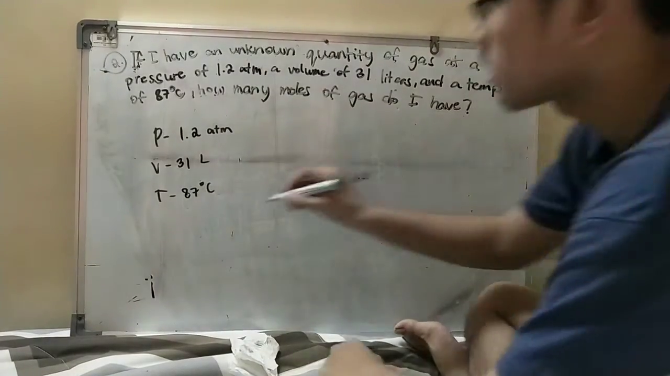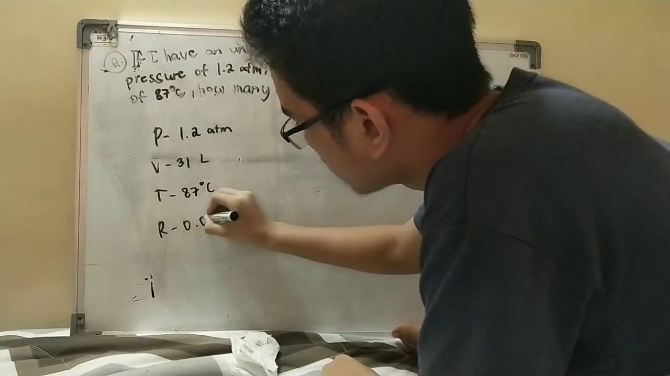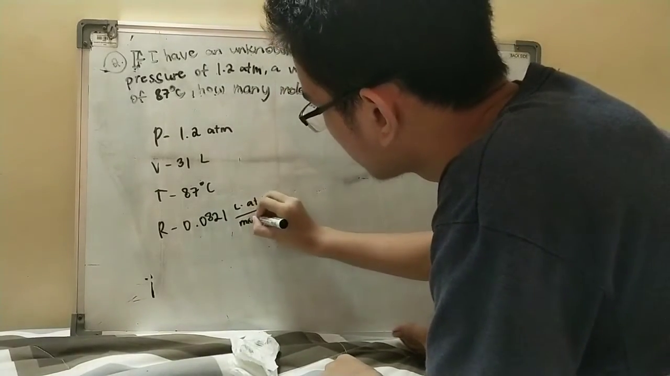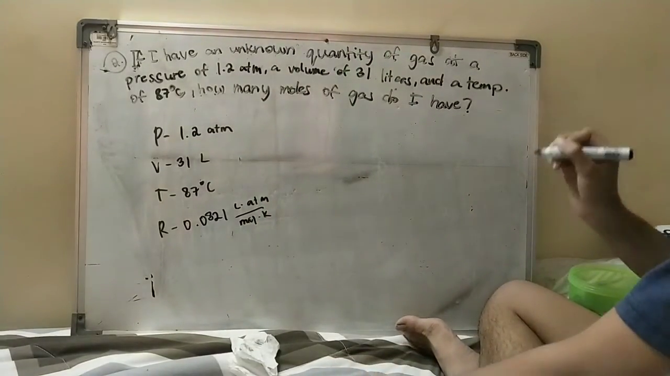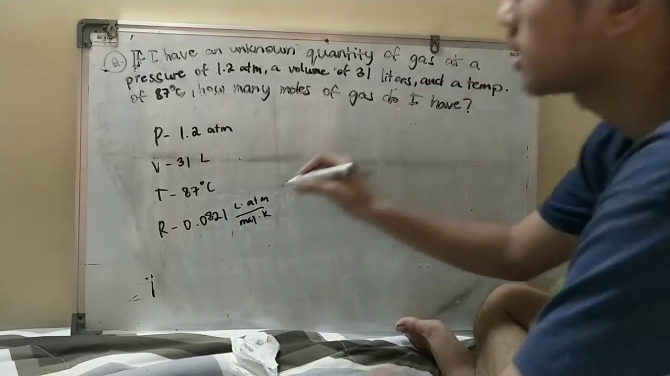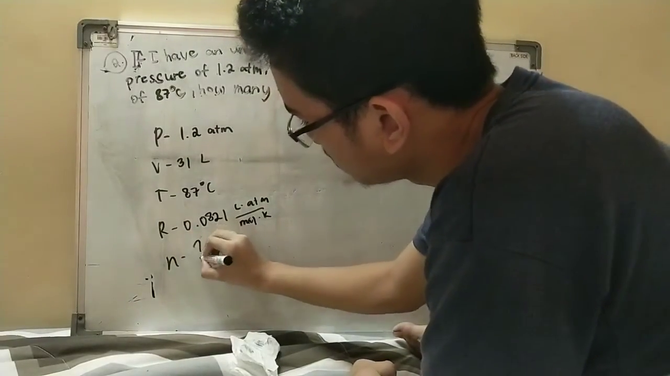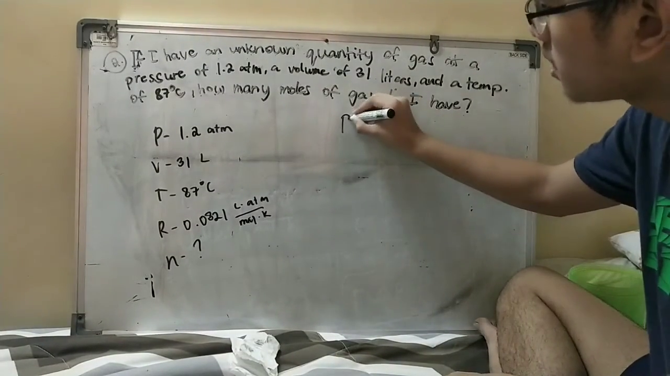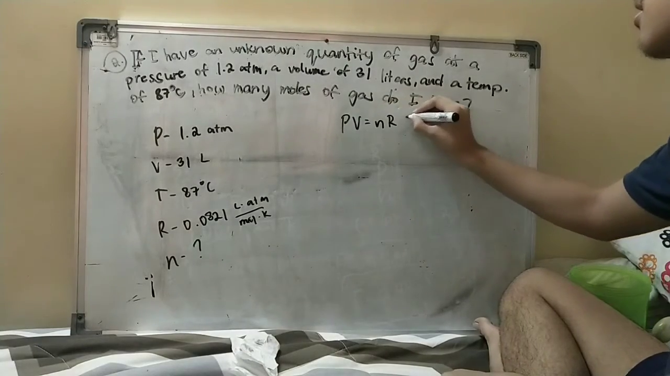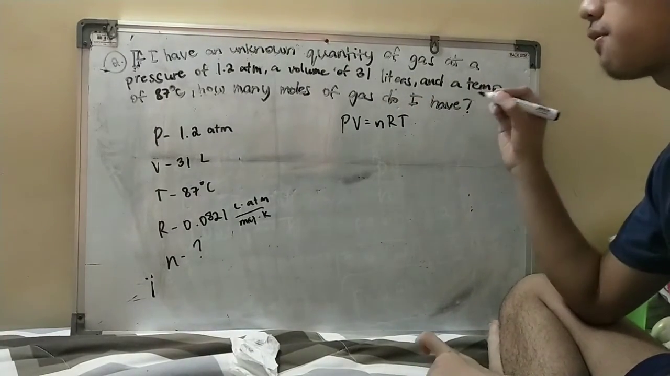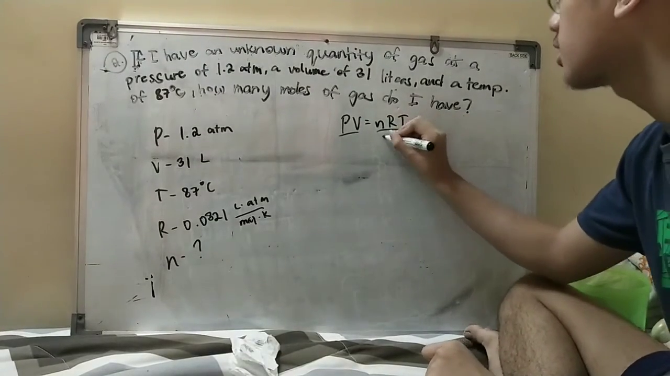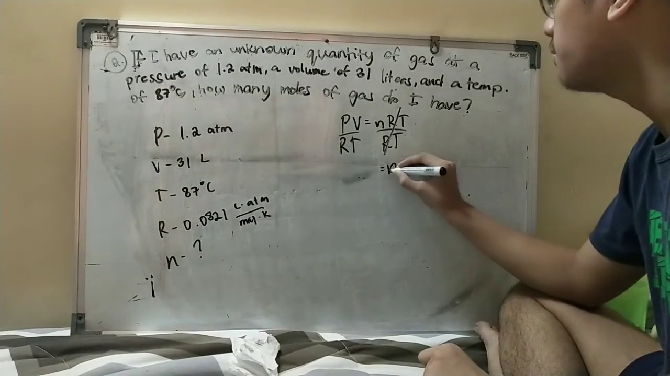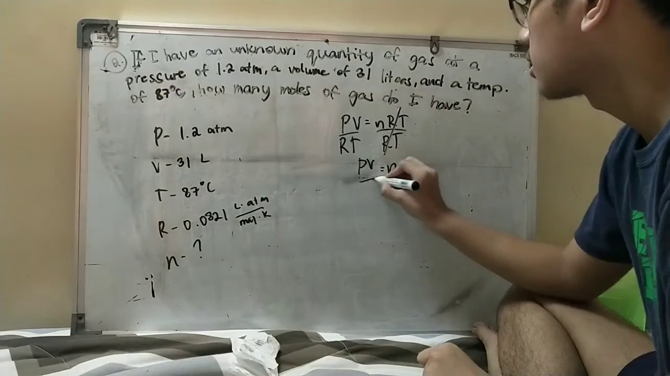And of course, our gas constant is 0.0821 liters times atmosphere over moles times Kelvin. How many moles of gas? So moles. So again, first is to derive the formula. PV is equal to nRT. Since moles are what we are finding, we have to divide both sides by RT in order to cancel this out and to have only moles on that side. So PV over RT is equal to N.